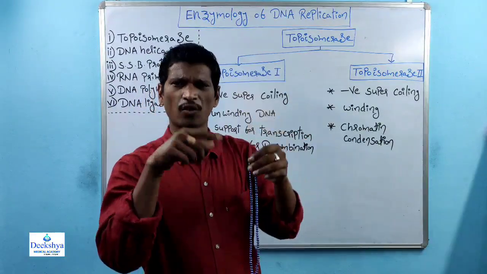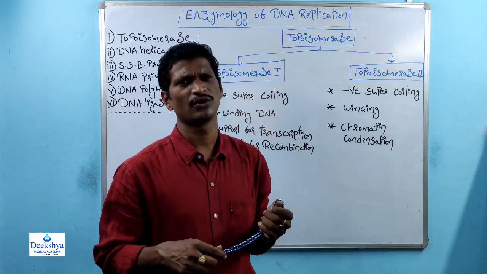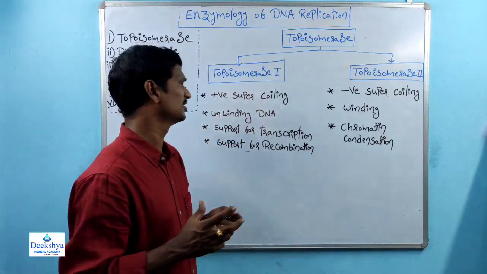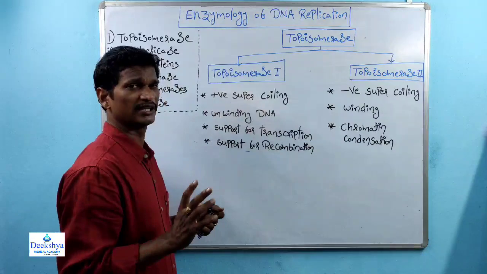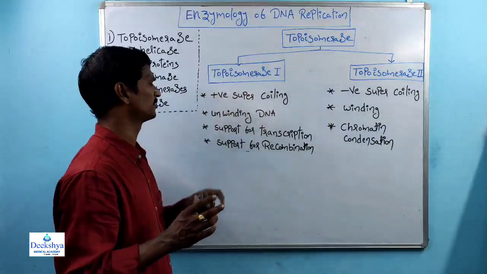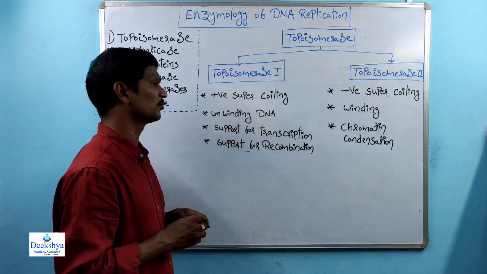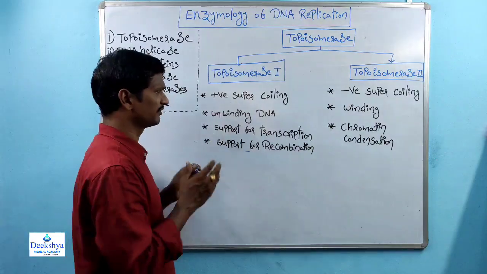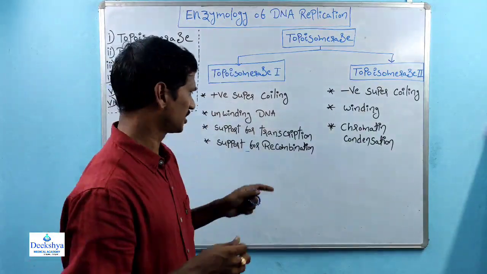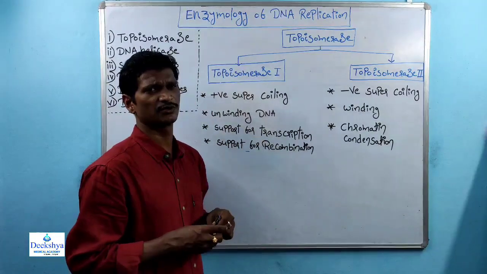Here, whatever coil-like structures are present are removed by topoisomerase 1, right? And coming to the next one, supporting transcription. See, the very first function was involvement in the DNA replication process, right? Now the next function is the transcription process.